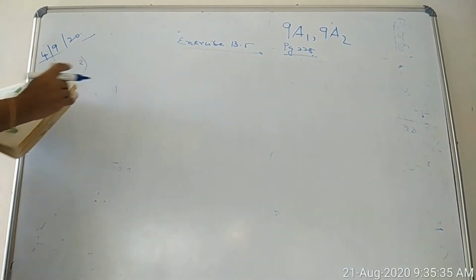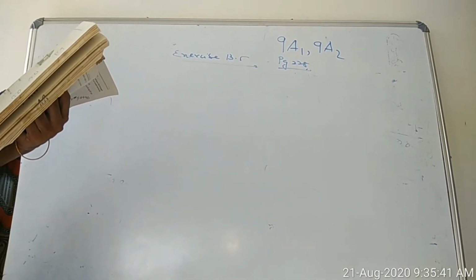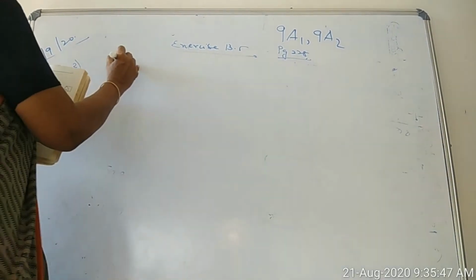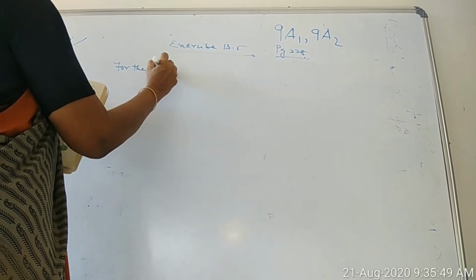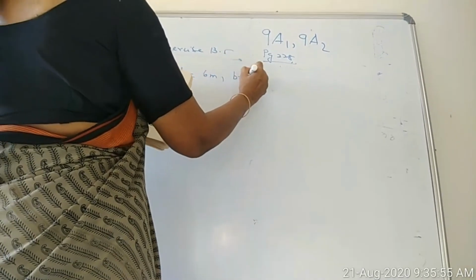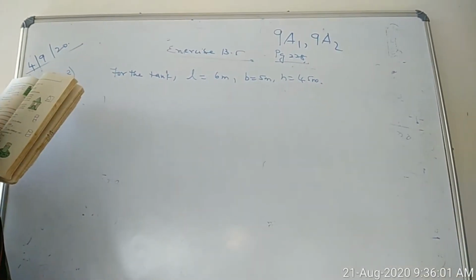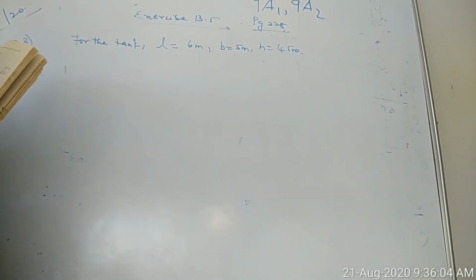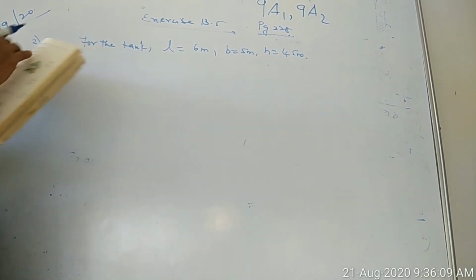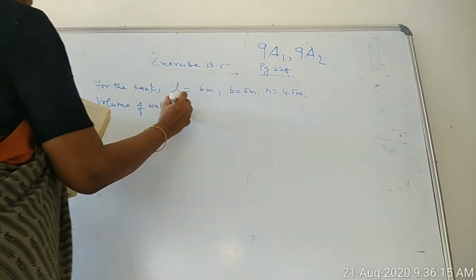Second question. A tank's measurements are given and you are asked to find how many liters of water it can hold. For the tank, you are given the length 6 meters, breadth 5 meters, height 4.5 meters. Deep means height. Wide means breadth. How many liters of water can it hold? You have to find the volume of water in the tank.